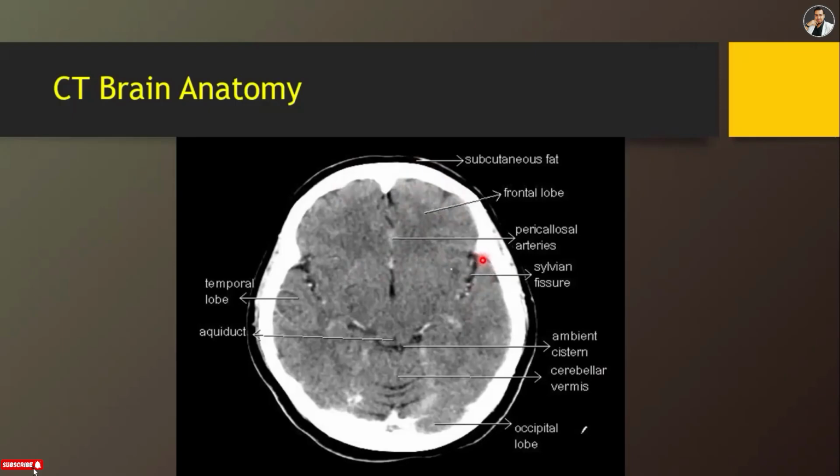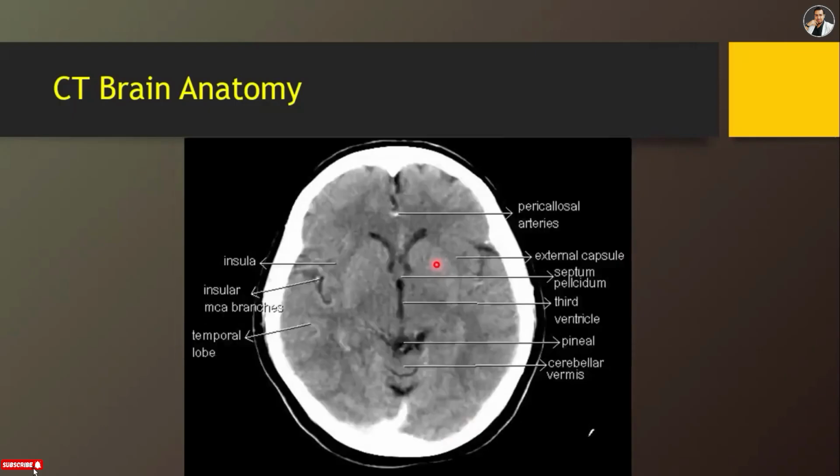This is the temporal lobe, aqueduct, ambient cistern, cerebellar vermis. Here we have the cerebellar vermis, and here the cerebellum is at the end. This is the occipital lobe, we know it from the back. Now we have another slice above.